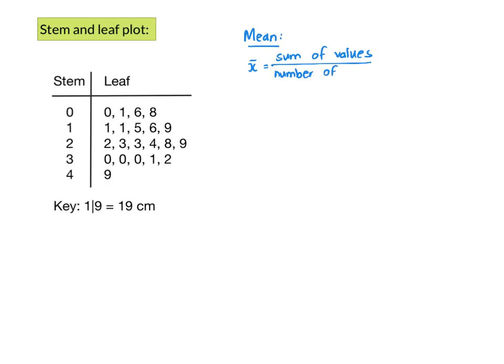Now, using what I understand about a stem and leaf plot, I'm going to add up all the values together. The first few are easy because they have a stem of 0. Then I'm going to add my 10s, 2 11s, 15, 16, 19, 22, and so on. I'm not going to write them all down.